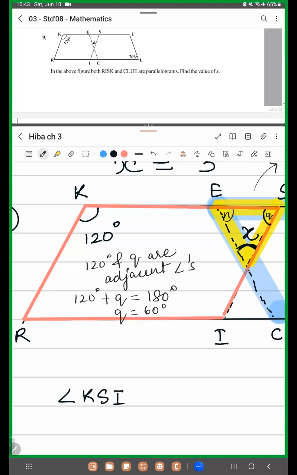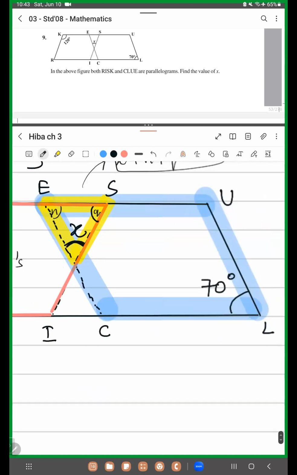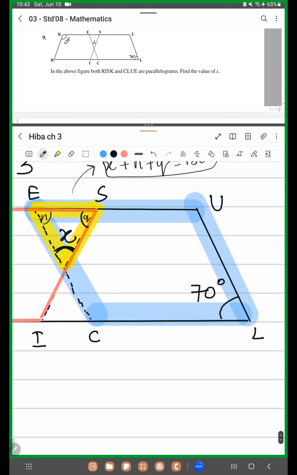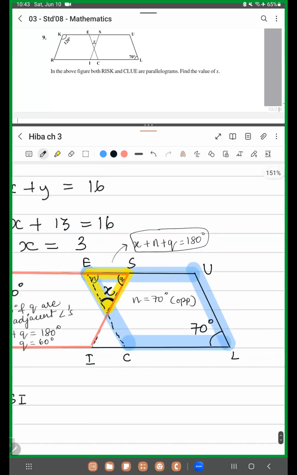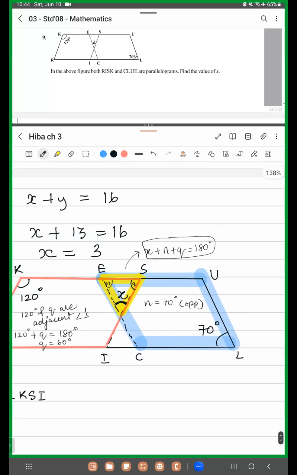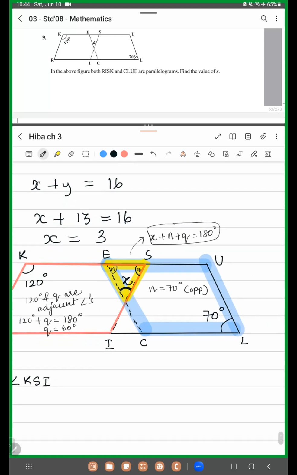Excellent. Now look at nothing else except the blue parallelogram. N is going to be 70 degrees because opposite angles are equal. Very good. They are opposite angles. So now we know both N and Q, is it not? Then we can find X. We can say X plus 60 plus 70 gives 180.